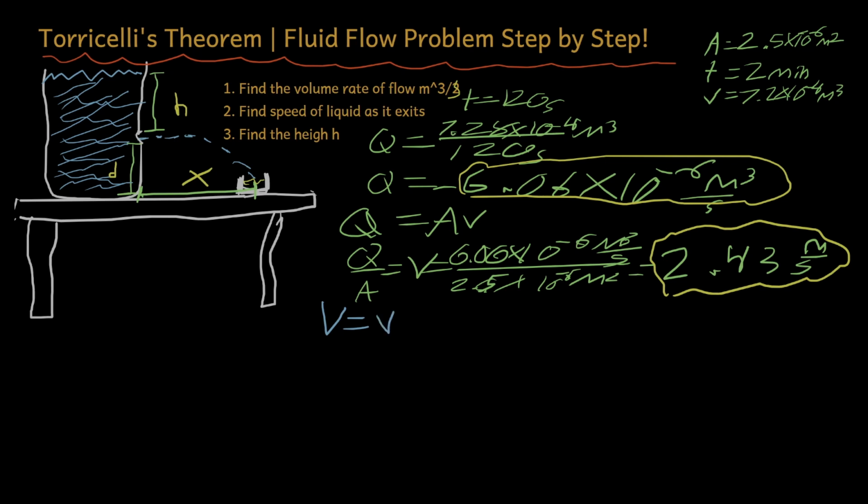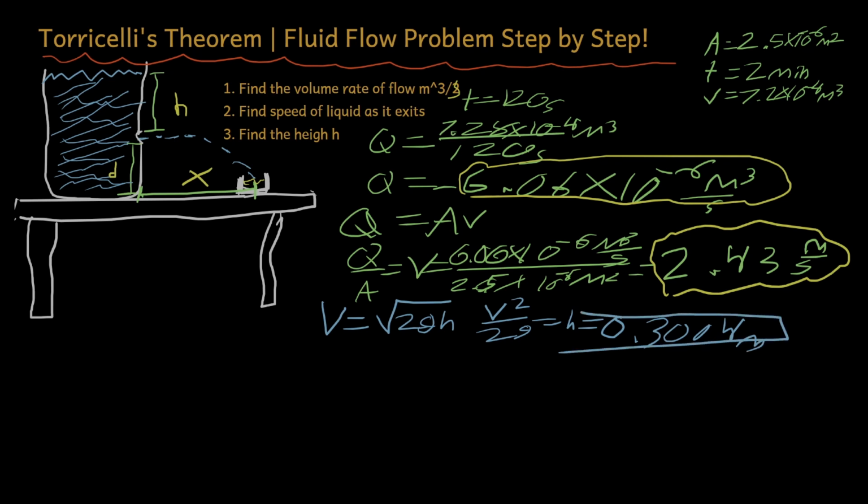So the velocity equals the square root of 2gh. And now we're going to rearrange this to solve for our height. So it's going to be v squared over 2g equals h. And now it's just a plug and chug. So we're just going to plug it in. It's going to be squaring our result from before, divided by 2 times 9.8. And that will give us exactly 0.3004 meters. And that's all the questions we have. That's all the problems we have for today.